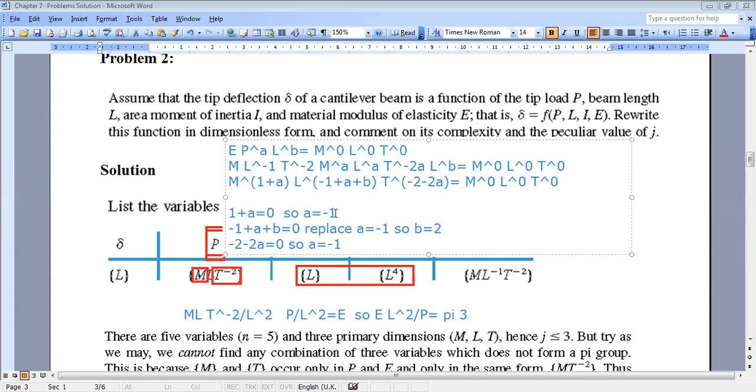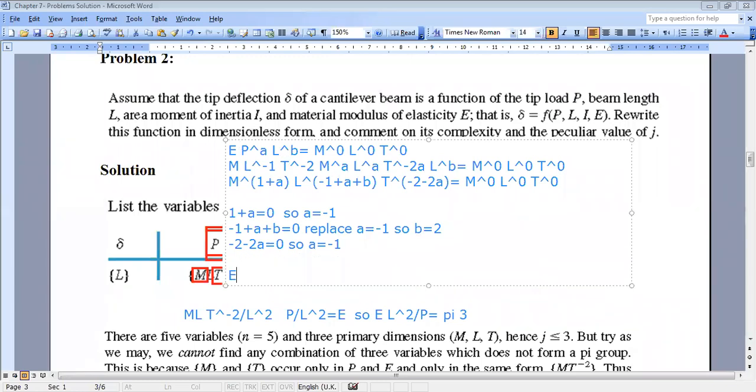Okay, so now you got a and b. And all you have to do now is to replace. So what will be my group? My group is E times P to the power a, which is minus 1, P to the power minus 1, times L to the power b, so L to the power 2. Okay, so if you want, again, I say this is equal to pi 3, or I can write it in the form E times L square over P, and I get back the same result. Okay, any question on this?